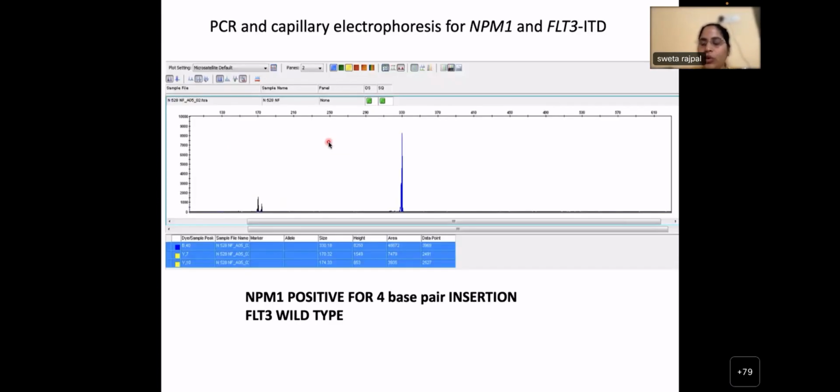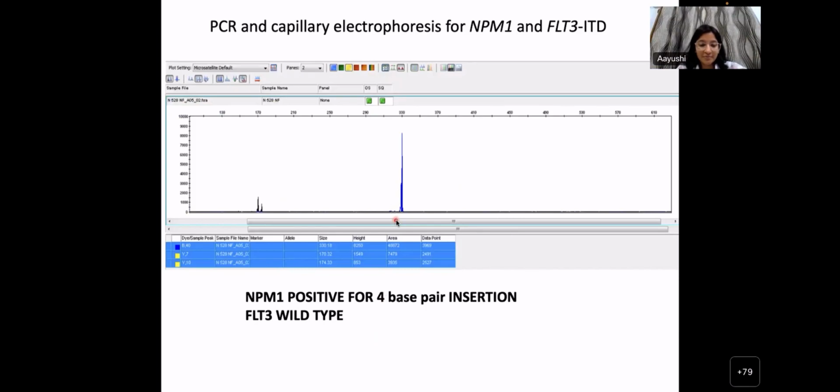Okay, so if we look at the capillary electrophoresis image, would someone like to interpret this, Ayushi? Yes, ma'am. Here the black peaks are for NPM1 and the blue peak is for FLT3 wild type.